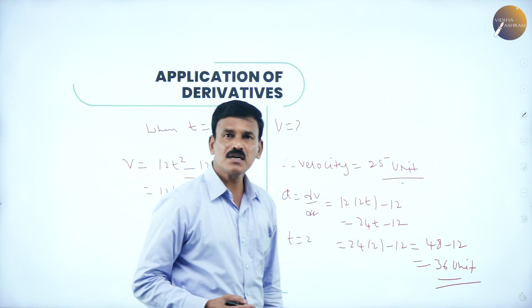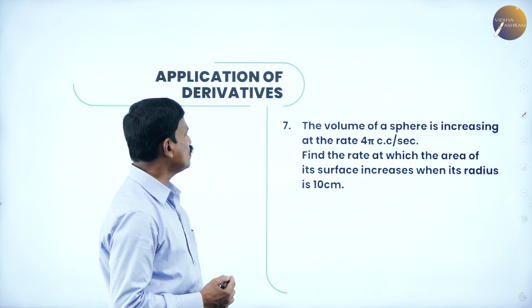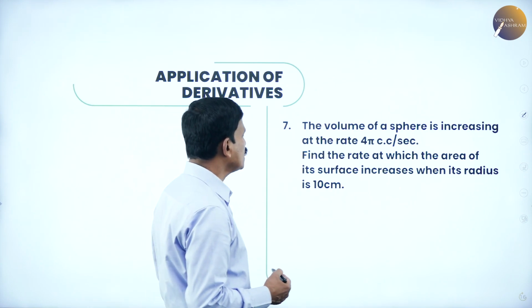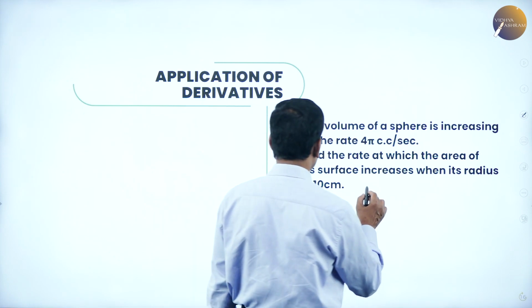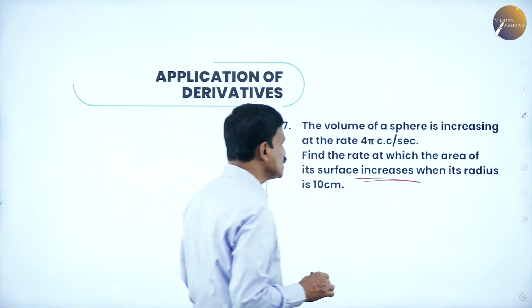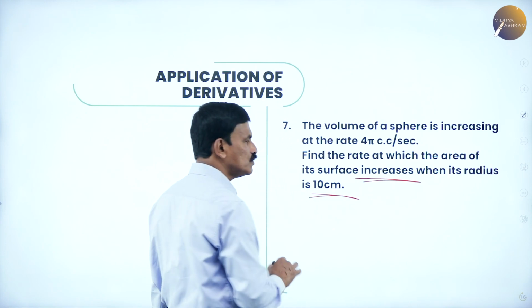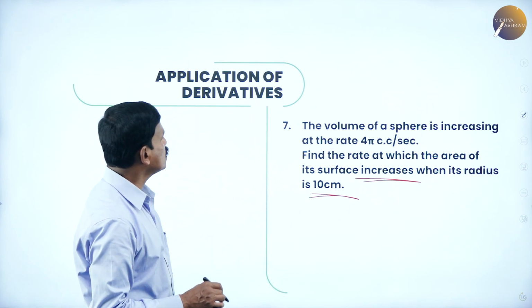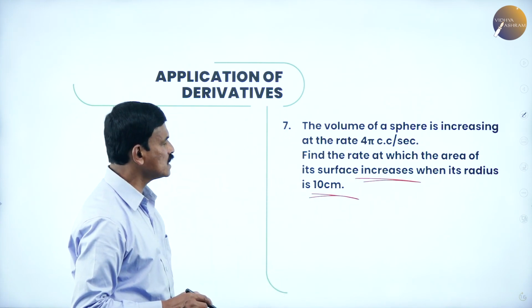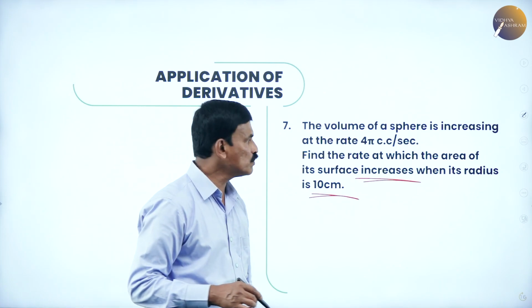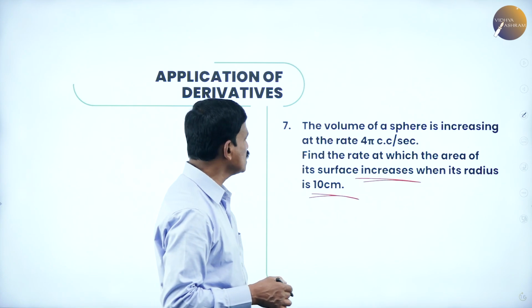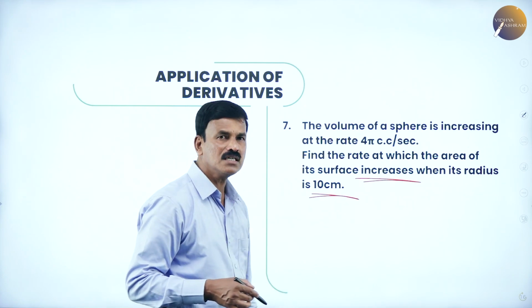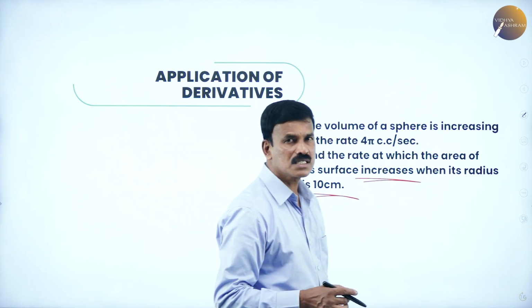That's it. Now let us come to the next problem. The volume of a sphere is increasing at the rate of 4 pi cc per second. Find the rate at which the area of its surface is increasing when the radius is equal to 10 centimeters. So the volume of a sphere is increasing at the rate of 4 pi cubic centimeters per second; the rate at which the area of the surface is increasing when the radius is 10 centimeters.